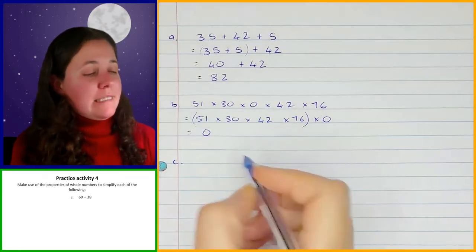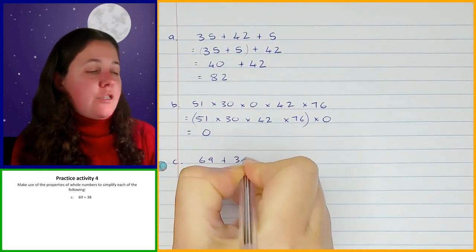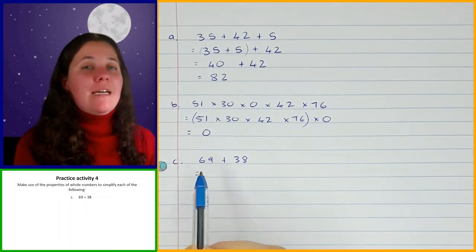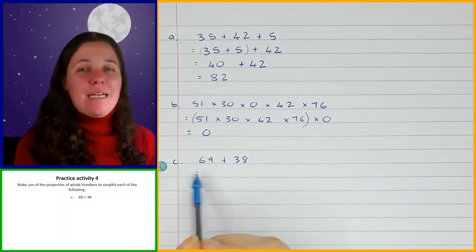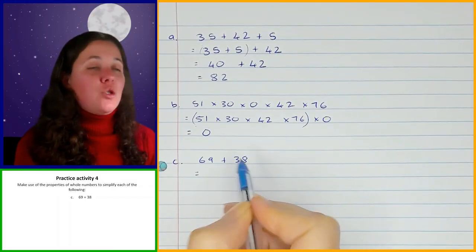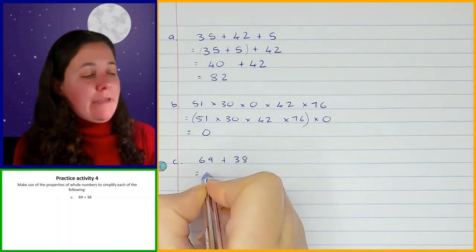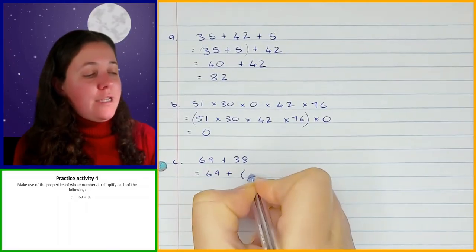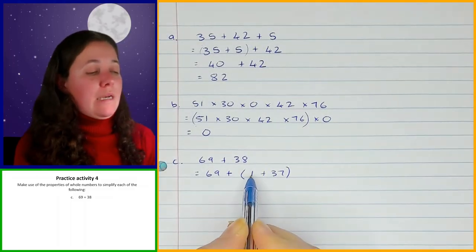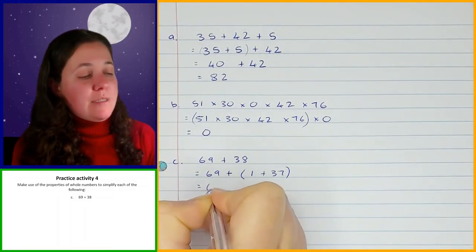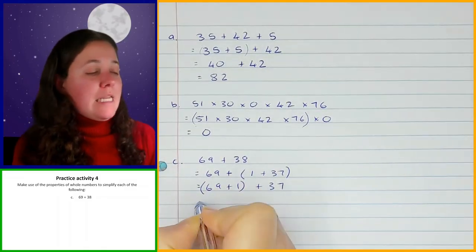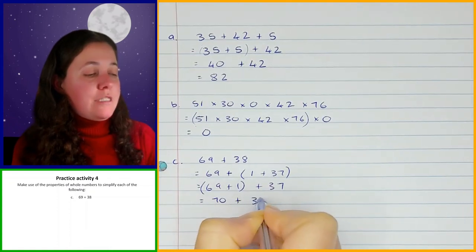So you had 69 plus 38. Okay, so in this example, you should be able to see that the 69 is really nice and close to the 70. All we need to do is add one. So what I'm going to do is take this 38 and split it up into one and something else. So I've got 69 plus the 38 I can split up into 1 and 37. Because then I can take that 1 and add it to the 69, so this is going to be 69 plus 1 and then the 37 is on its own over there. Now I've got 70 plus 37.